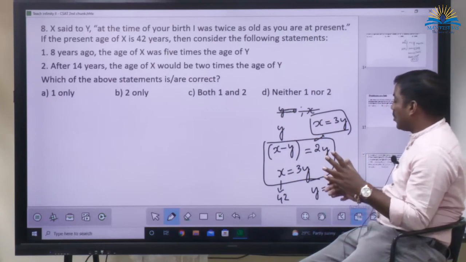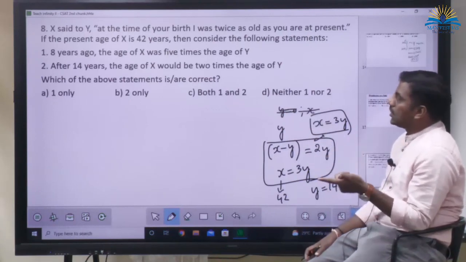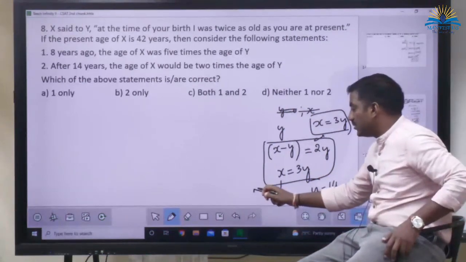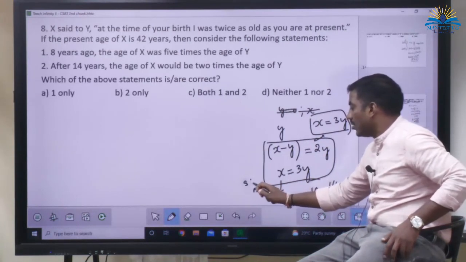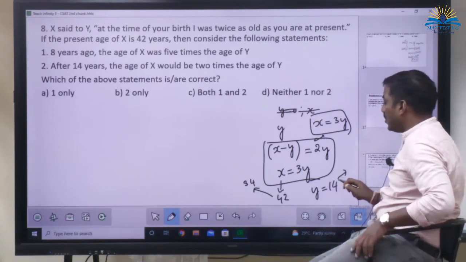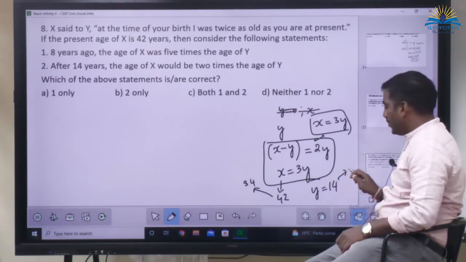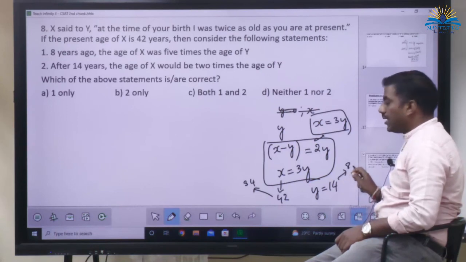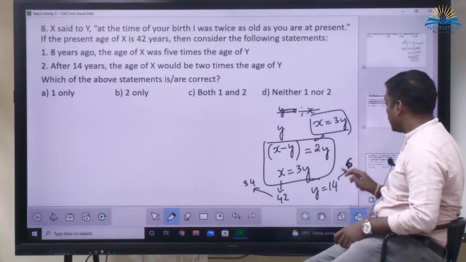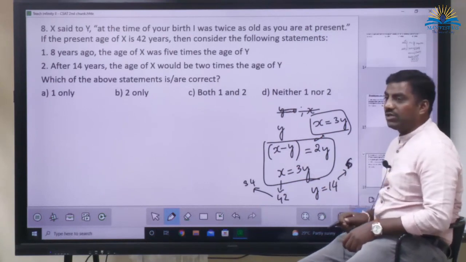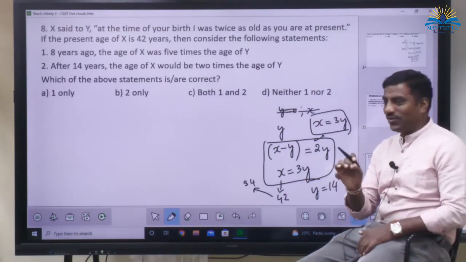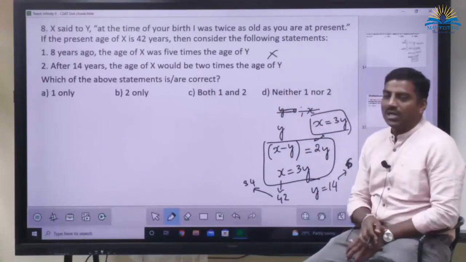Now, Y is equal to 14, X is equal to 42. 8 years ago, the age of X was how much? 34. Is it 5 times the age of Y? 8 years ago. Sorry, 6 years ago, what was the age of Y? 6. Is 34 five times of 6? Don't say closer to 5 times. We want an exact answer. So this cannot be concluded.